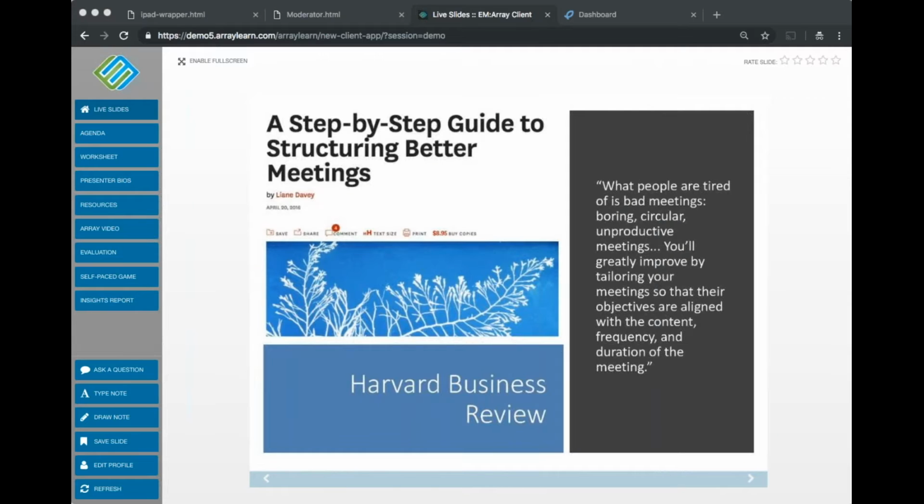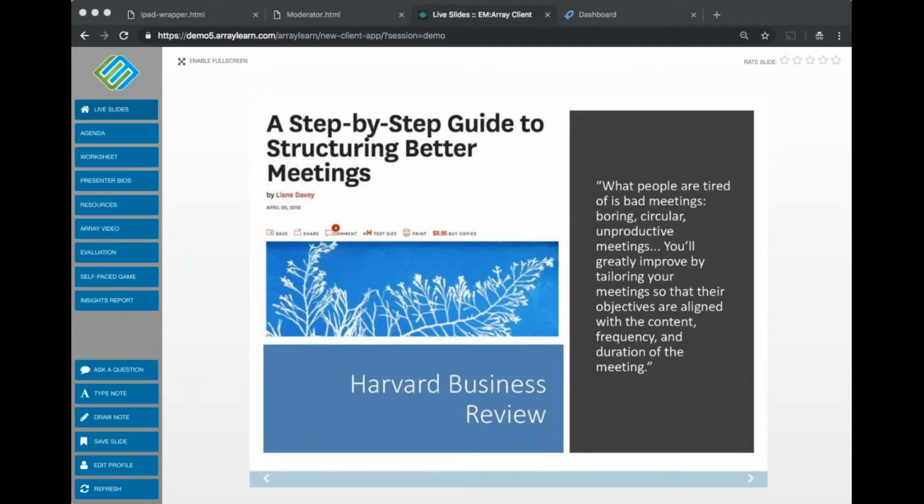When I was gathering information on what I was going to speak to here, I ran across this article about structuring better meetings in the Harvard Business Review. It was funny that they had a really long explanation about little minutia items that could help, but they summed up the whole thing with this quote I have over here on the right: "What people are tired of is bad meetings."